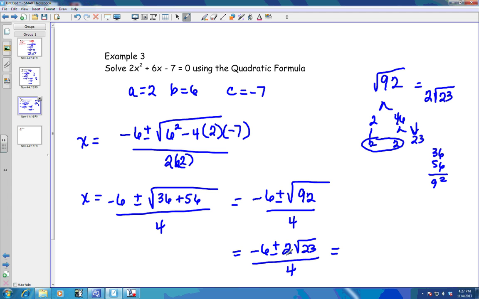And now I have a 6, a 2, and a 4. So all of these can be simplified by 2. So my 6 becomes a 3. My 2 becomes a 1. I don't have to write that 1. And my 4 becomes a 2. And that's your answer.